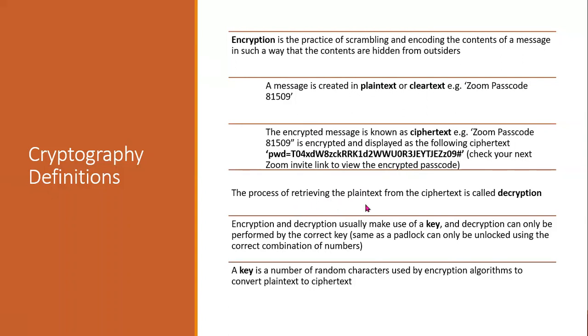The process of retrieving the original plaintext from the ciphertext is called decryption. And when you're encrypting data and decrypting data, the software and systems usually make use of a key. And just as a padlock can only be unlocked using the correct combination of numbers, decryption can only be performed by the correct key. And a key is simply a number of random characters used by encryption algorithms to convert plain text to ciphertext, as we've seen above. So it's just a number of random characters.